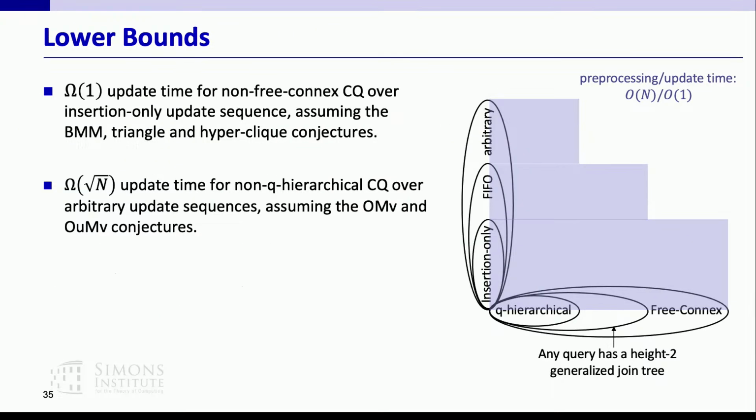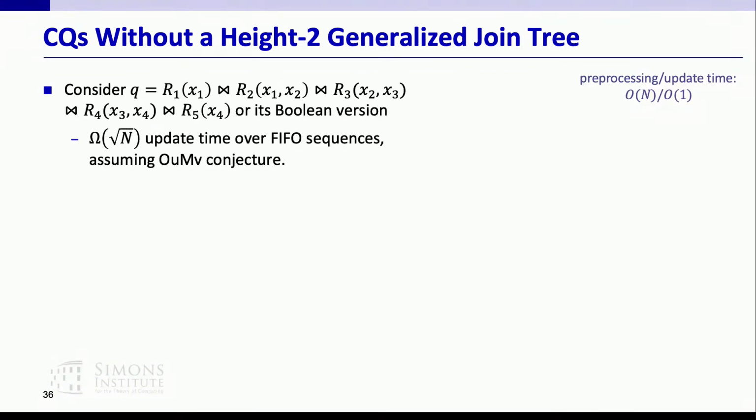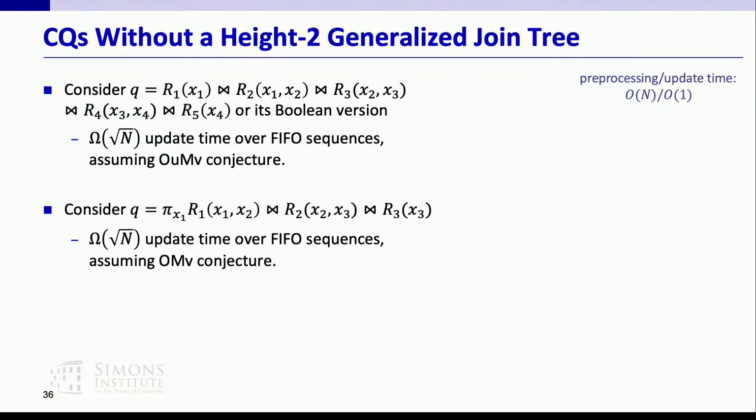Now I will talk about some lower bounds. These are the existing results for non-free-connex queries over insertion-only update sequences, and also non-q-hierarchical queries over arbitrary update sequences. So we are still missing the part for conjunctive queries without a hierarchical generalized join tree. We already showed this in our previous example, and this is another example we couldn't do efficiently, with the projection here.